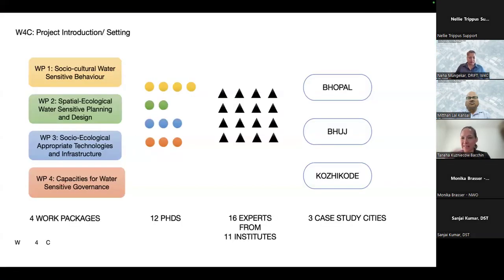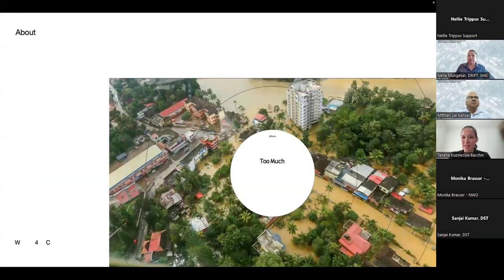So again, in a nutshell, we work with 12 PhDs, plus 16 experts, from 11 knowledge institutions working together. I'm going to show you in a different diagram how this also informed the making of a compass, which is the summary of all this effort on water sensitive design, governance, planning and engineering, and society. So the questions go to the point of how cities can actually become more water sensitive.